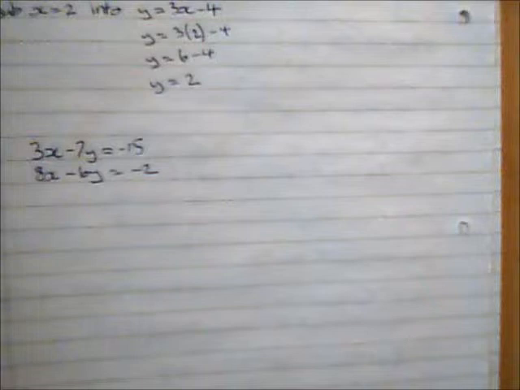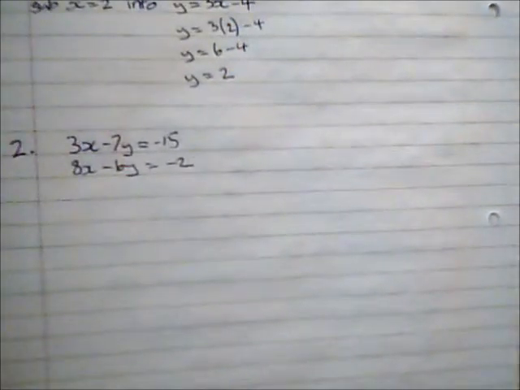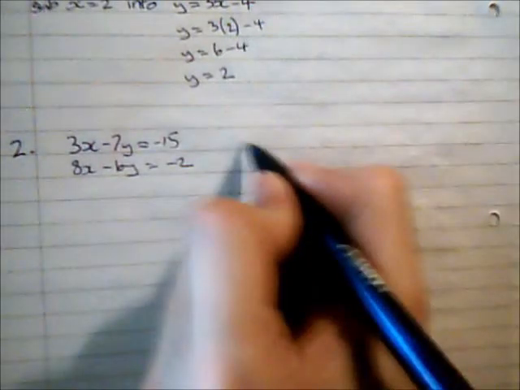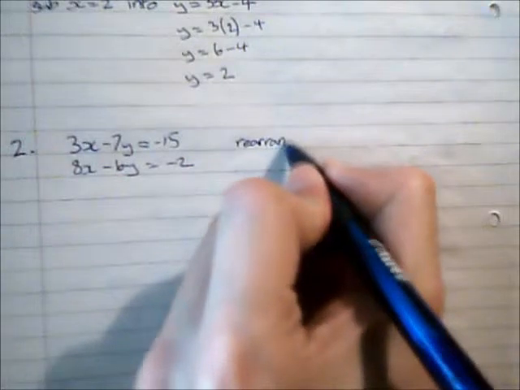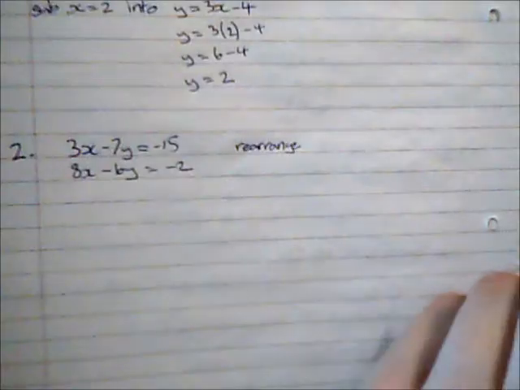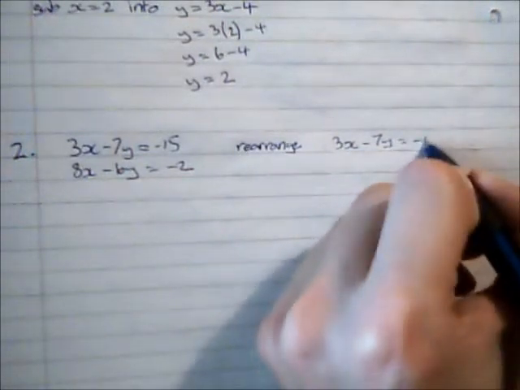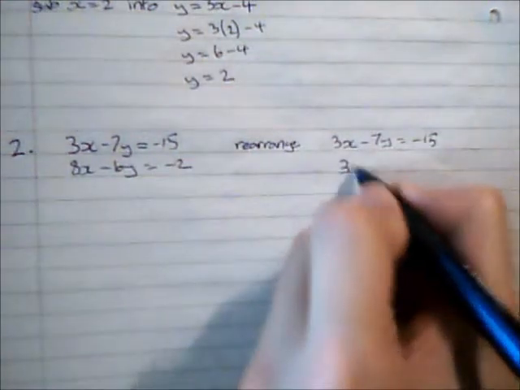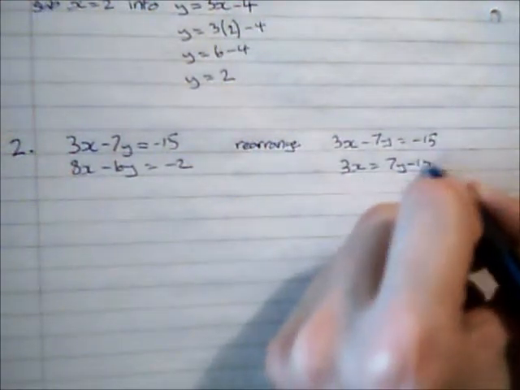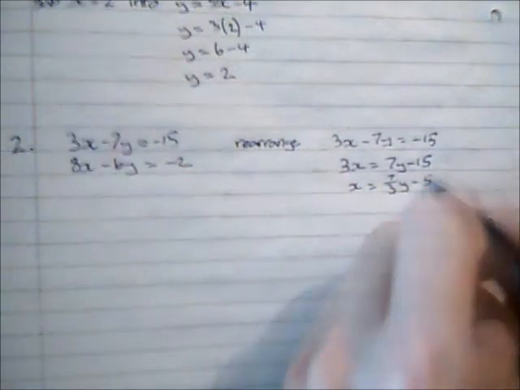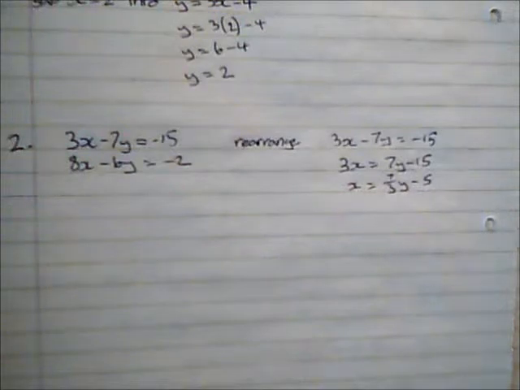In this second example, we're going to try and achieve the same thing, but it's not as straightforward because neither of the two equations that we've got initially have y or x as the subject. So I'm going to rearrange the first equation, and I'm going to make x the subject. So I'm going to add 7y to both sides and divide through by 3. And this is the equation I'm going to use as my substitution.